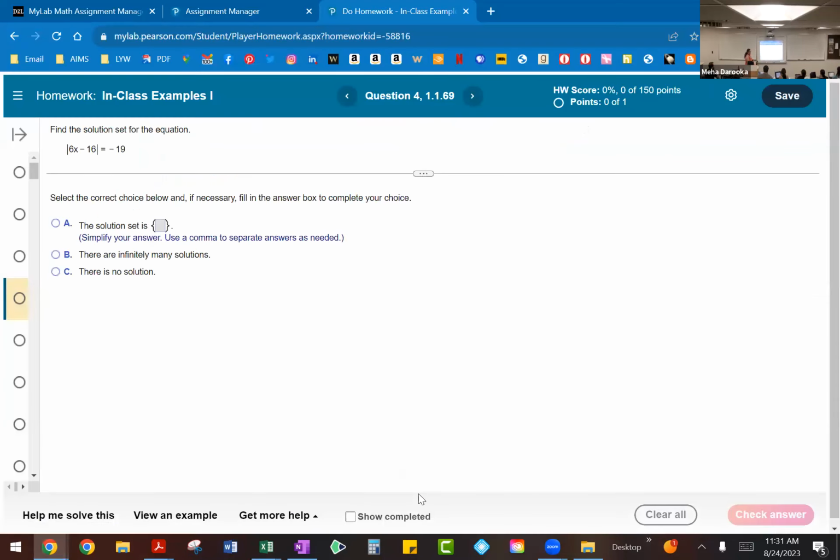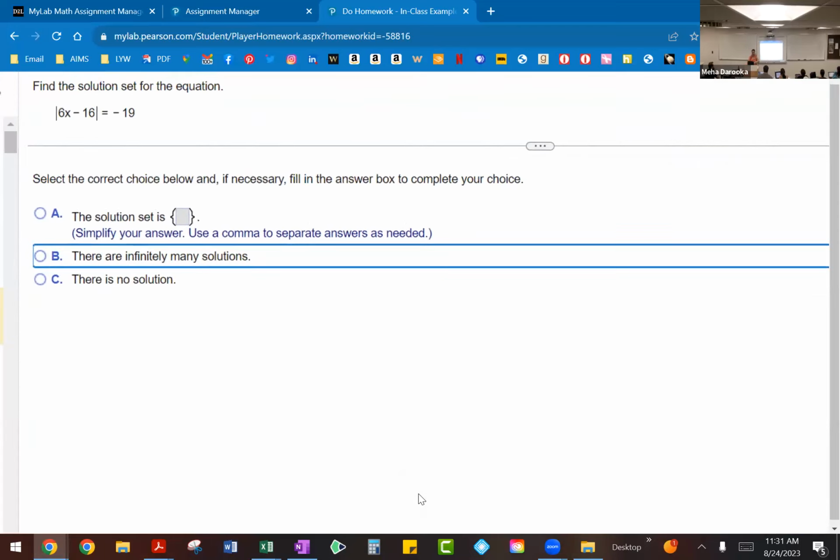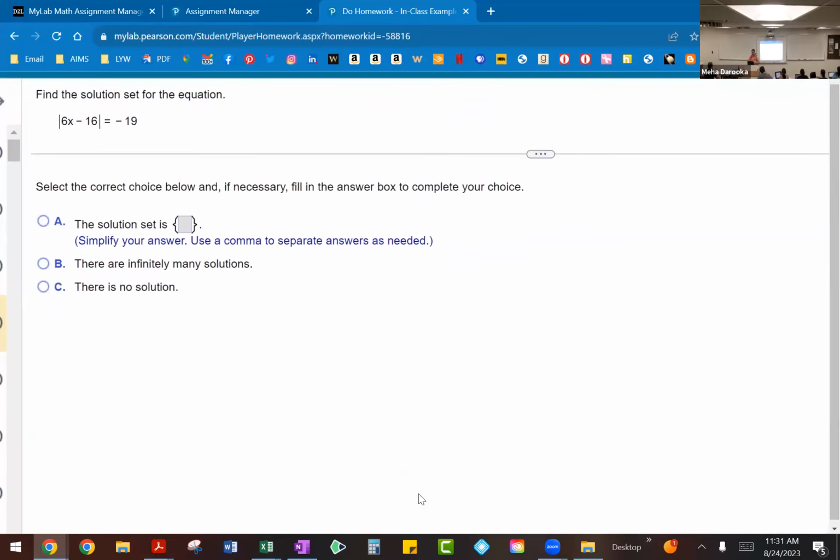Let's do this one. So this one you can see is the absolute value of 6x minus 16, and then it is set equal to -19. So this is something I want you to think about. Can a distance be negative? Do we agree distance cannot be negative? Distance can be zero, right? If you're at the starting point, we can say we haven't really moved, so our distance is zero. But distance can be positive, it cannot be negative.